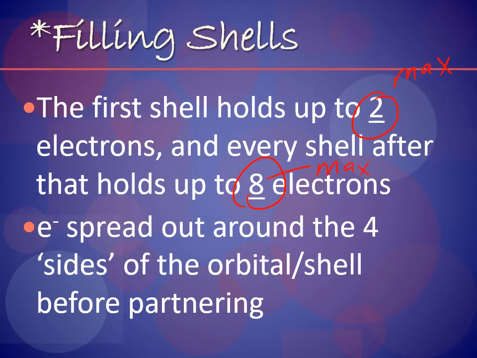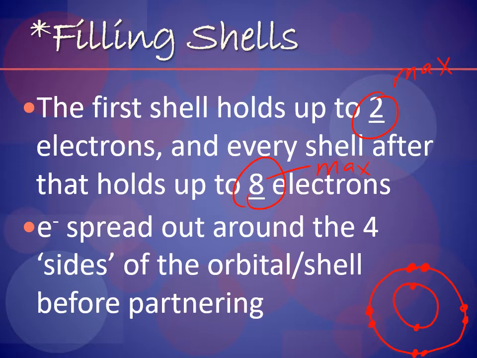We spread the electrons out around the 4 sides of the orbital shell before partnering, and what that means is if you're drawing your shell and you have 2 electrons in your first shell, and you can have a maximum of 8 electrons in your second shell, you're going to do each side first. Top, side, bottom, side, and then you're going to start doing a second one. Top, side, bottom, side. So fill in all your spots first and then double up. You can think about it as north, east, south, west, okay?